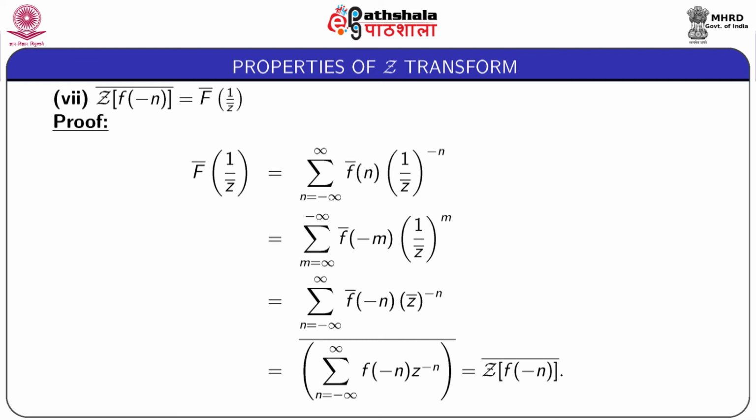and this is equal to summation n equal to minus infinity to plus infinity f(minus n) z to the power minus n, whole bar, and that is equal to the complex conjugate of the Z transform of f(minus n), because the summation is the Z transform of f(minus n). So, we have proved this result.